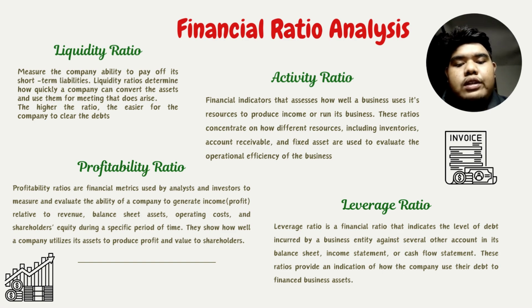Okay, the third one is profitability ratio. Profitability ratios are financial metrics used by analysts and investors to measure and evaluate the ability of a company to generate income and profit relative to revenue, balance sheet assets, operating costs, and shareholder equity during a specific period of time. They show how well a company utilizes its assets to produce profit and value for the shareholders. Okay, the last one is leverage ratio. Leverage ratio is a financial ratio that indicates the level of debt incurred by a business entity against several other accounts in its balance sheet, income statement, and cash flow statement. This ratio provides an indication of how the company uses debt to finance business assets.